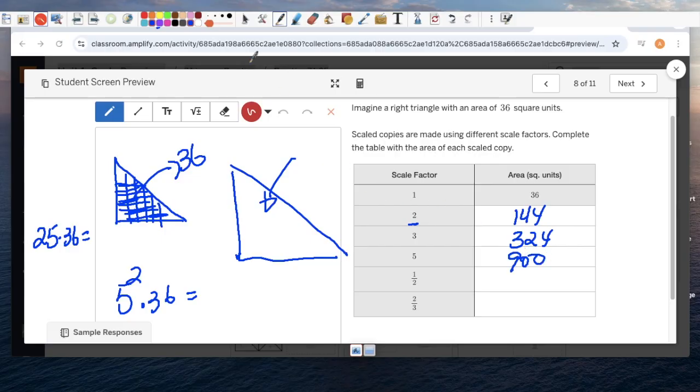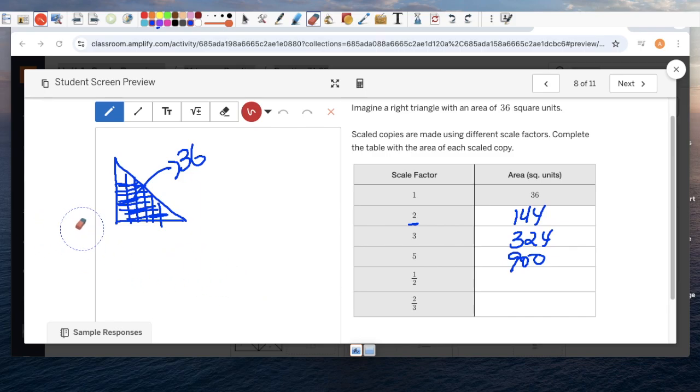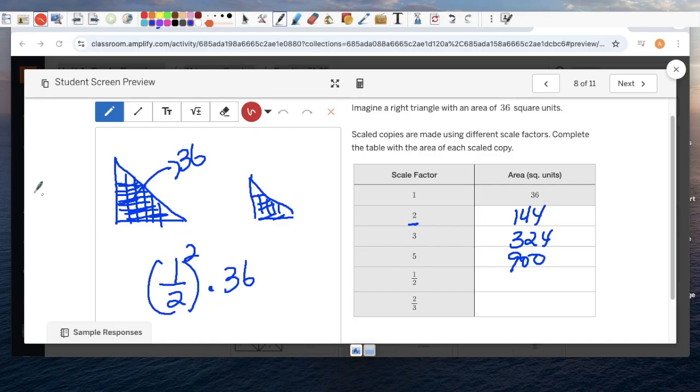Oh, we haven't done fractions. Well, it's the same idea. If the scale factor is less than 1, what did we learn? It's going to be smaller, right? So what is the new area? Same idea. Scale factor is a half. Raise it to the second power, and then multiply by the original area, 36. What's a half times a half? Because that's what it means to take it to the second power, multiply by itself. Half times a half is 1 over 4. So half to the second power is 1 over 4.